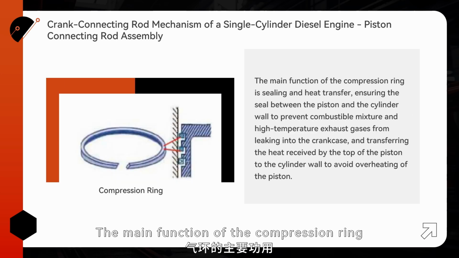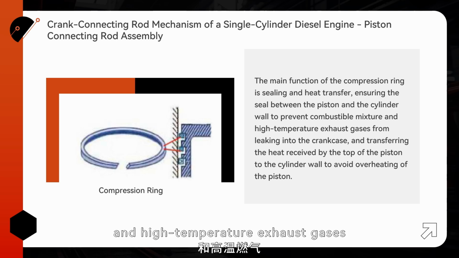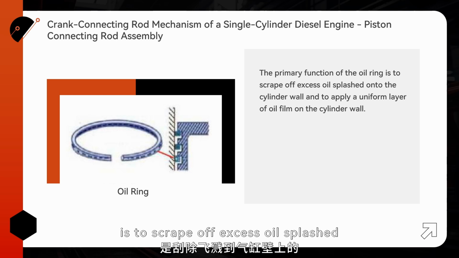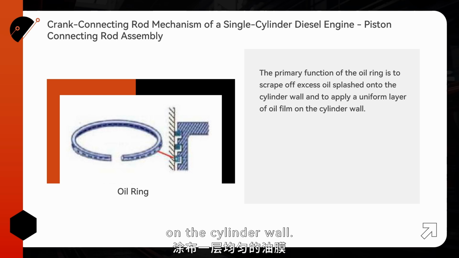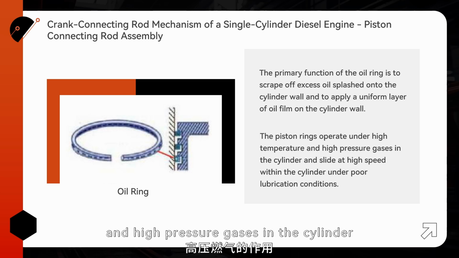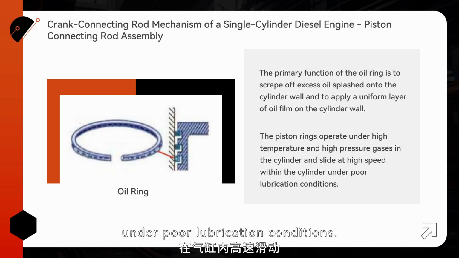The main function of the compression ring is sealing and heat transfer, ensuring the seal between the piston and the cylinder wall to prevent combustible mixture and high-temperature exhaust gases from leaking into the crankcase, and transferring the heat received by the top of the piston to the cylinder wall to avoid overheating of the piston. The primary function of the oil ring is to scrape off excess oil splashed onto the cylinder wall and to apply a uniform layer of oil film on the cylinder wall. The piston rings operate under high temperature and high pressure gases in the cylinder and slide at high speed within the cylinder under poor lubrication conditions.